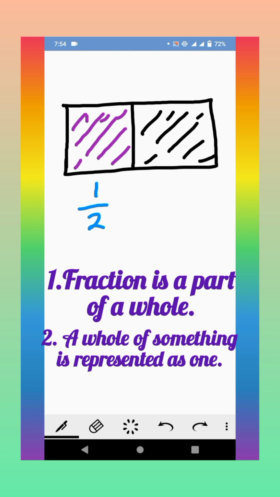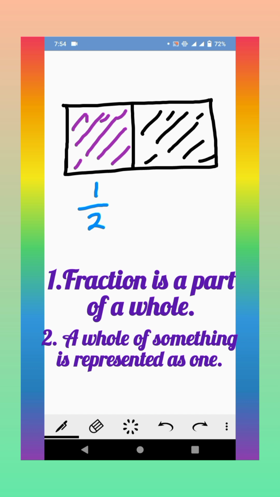Just like this rectangle before us. The whole of the rectangle is represented as 1 in mathematics. 1 whole means 1 in mathematics. So when you share the whole into different portions, one of those portions is what we call a fraction. So a fraction is a part of a whole.